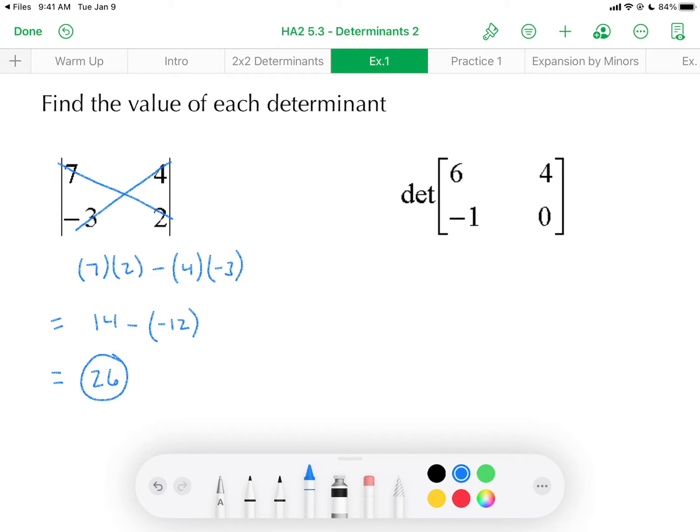All right, next one, notice I'm just using the other notation here. I still have the brackets around the matrix, but I put the DET in front of it to say I want the determinant. Calculations are the same though. 6 times 0 subtracted by 4 times negative 1. That's going to give me 0 subtracted by negative 4, which is, of course, 4. All right, so try practice 1 real quick.